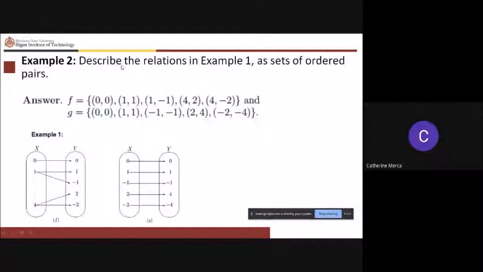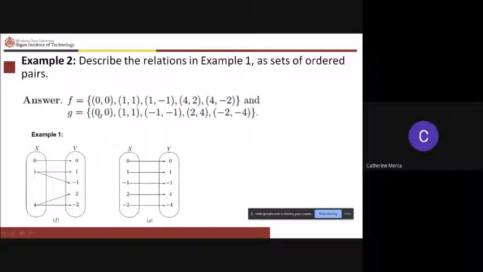Describe the relations in example 1 as a set of ordered pairs. So, this is our example 1, correct? So, sa set of ordered pair, you will now have f is (0, 0), (1, 1). So 1 is paired into 1. 1 is paired into negative 1. 4 is paired into 2. And 4 is paired into negative 2. So yun na ni itsura.